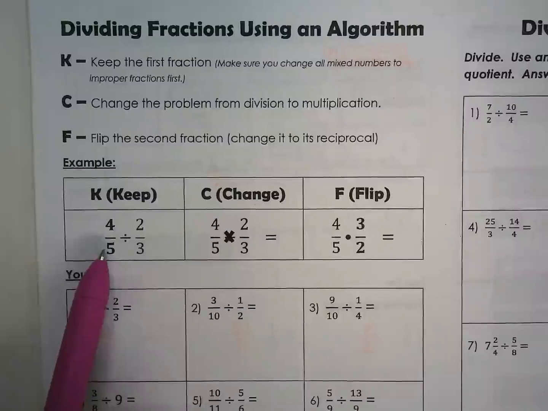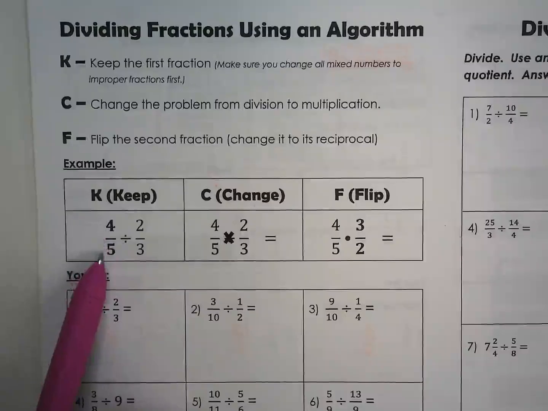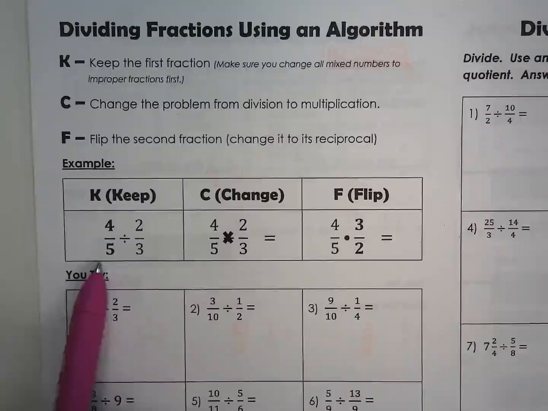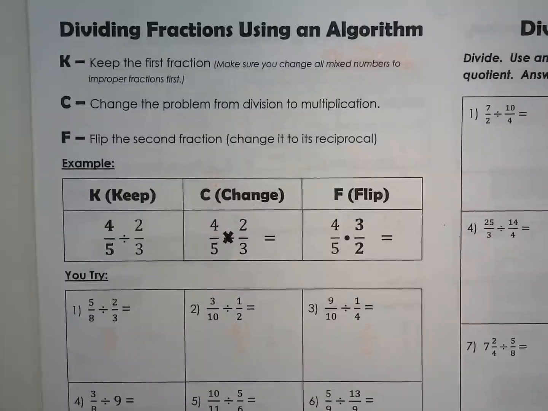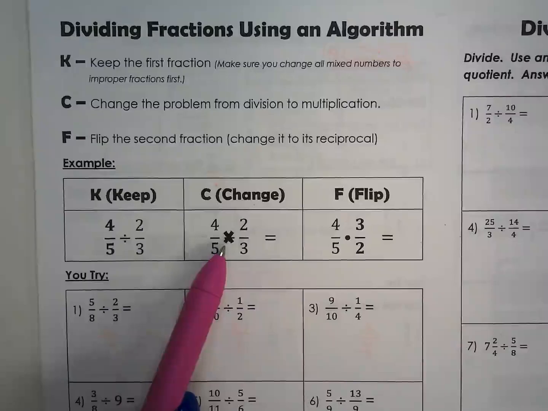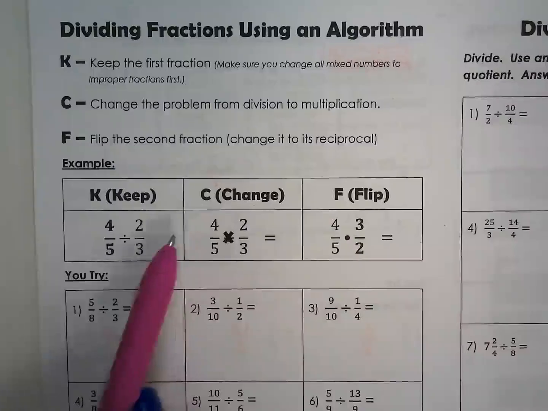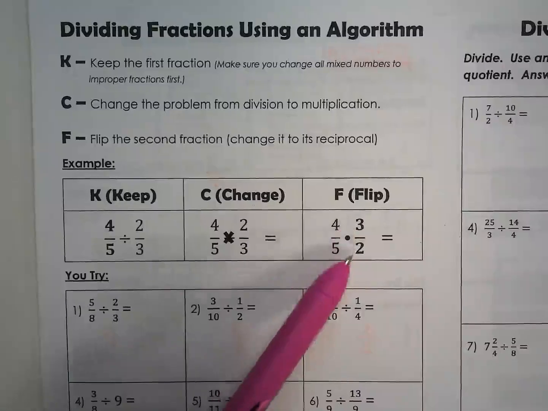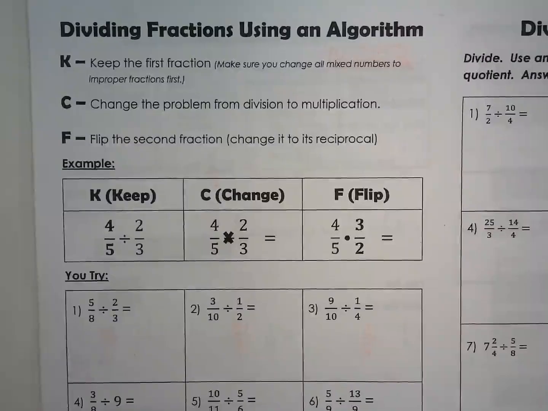Here in this problem, we're keeping the first fraction. So if you notice, 4/5 stays exactly where it was and in the same order. We change division into multiplication, and that 2/3 becomes 3/2. Now we can actually do the math.